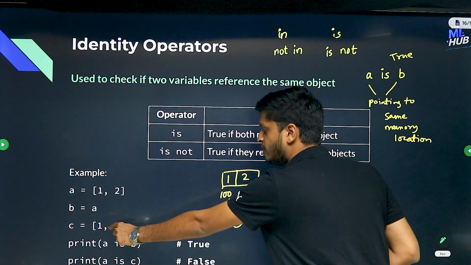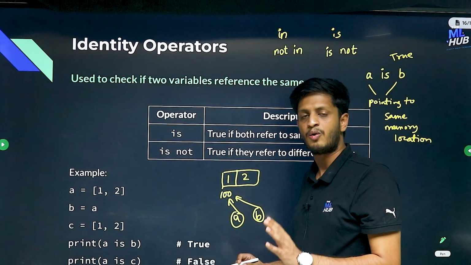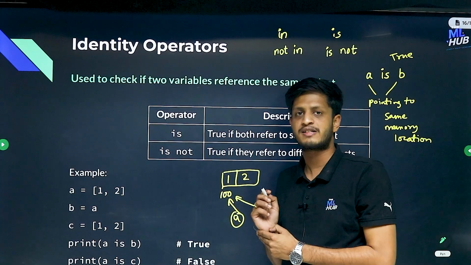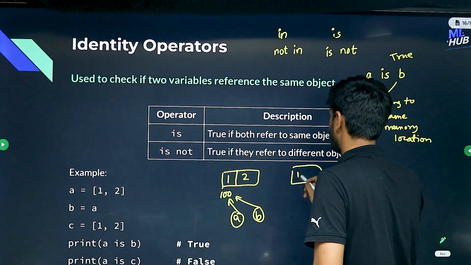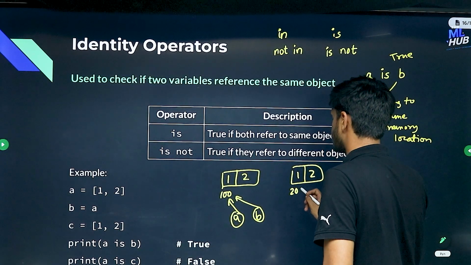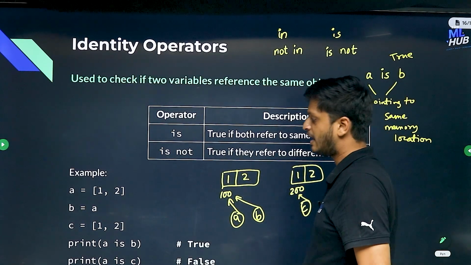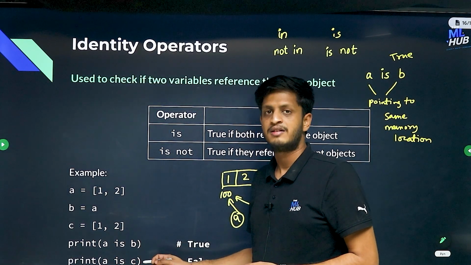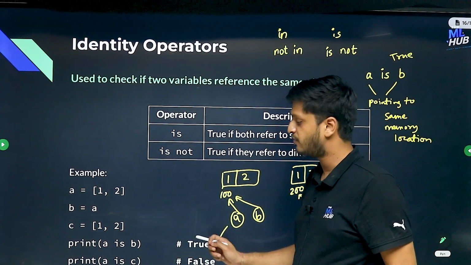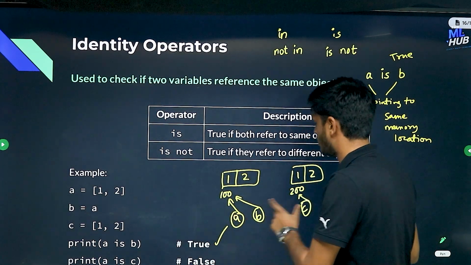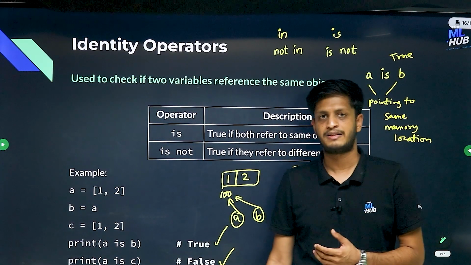And when you say C is equal to list 1, 2, by default lists are not interned. Only integers between -5 and 256 are interned. So this will not be interned. Another list will be created containing 1, 2, and let's say it is at memory location 200, and C is pointing to this particular memory location. So if you ask the compiler A is B, A and B are pointing to the same memory location, and hence A is B will give you true. And if you ask A is C, A and C are not the same, so it will give you false. Okay, this is how the identity operator in Python works.